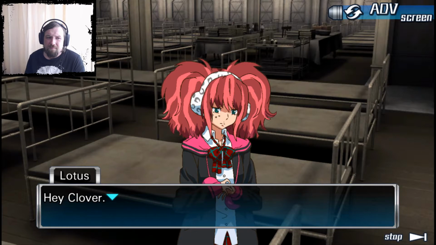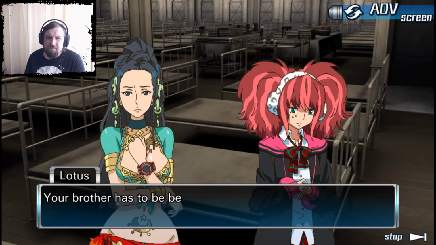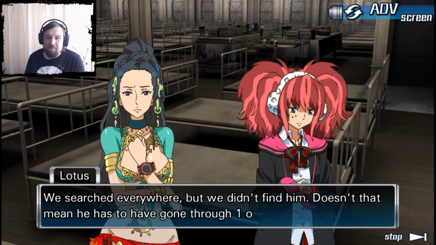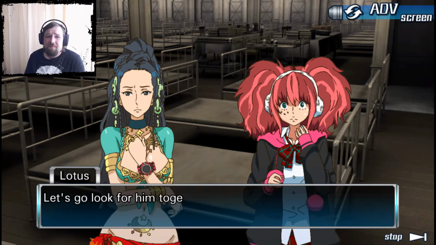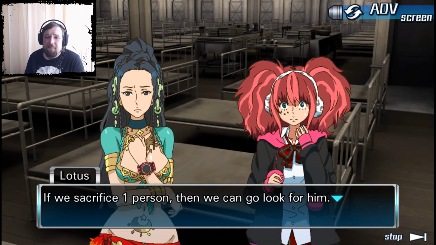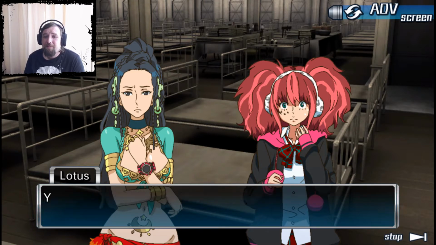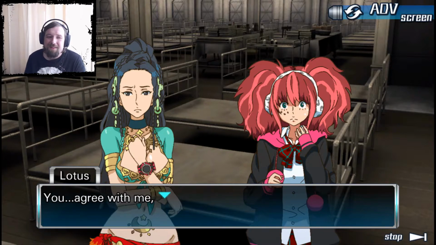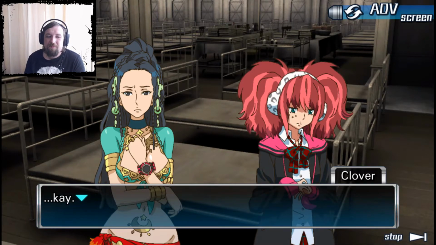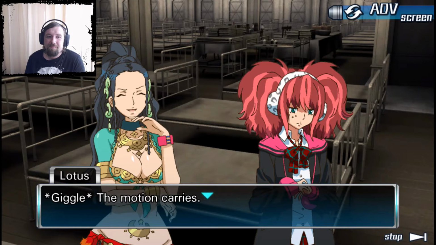Hey, Clover. Your brother has to be behind one of the numbered doors. We've searched everywhere, but we didn't find him. Doesn't that mean he has to have gone through one of them somehow? Then he would have already exploded. If he's gone through one of them, he'd be dead. Let's go look for him together, okay? If we sacrifice 1 person, then we can go look for him. He would have already exploded if he went through one. Agree? Obviously. Okay. Because he would have broken the rules. The motion carries.